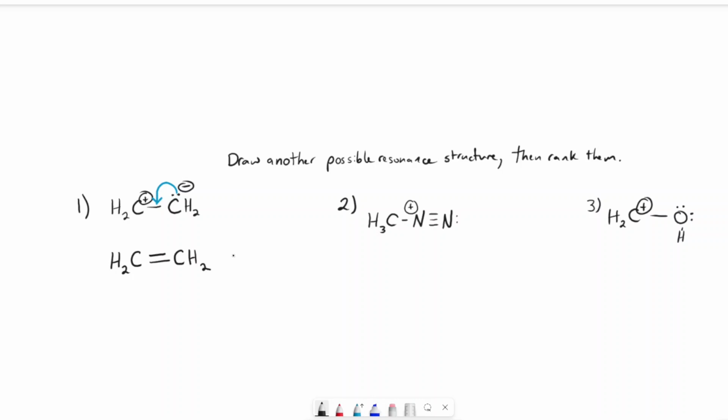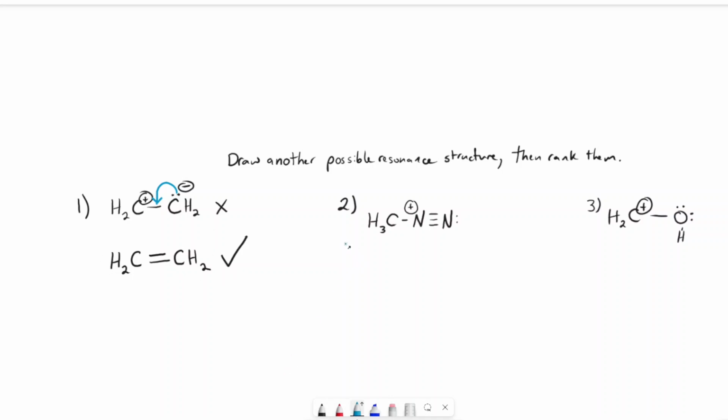If we are to compare these structures, the first rule says we want everybody to have their octet. This first one has a carbocation. He has not met his octet. The second one has all his octet. So this is our major contributing structure.